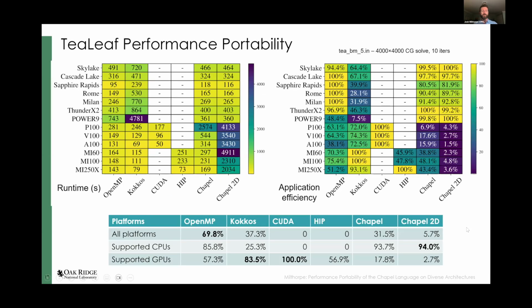Okay, so the results. TeaLeaf, as I mentioned, Chapel's performance on TeaLeaf on the CPUs was really good. In fact, it was significantly the best performance of all of the programming models on CPUs. Unfortunately, you can see down the bottom here the performance on the GPU platforms. First of all, looking at the 2D loops, you'll see the effect of what I mentioned, the lack of utilization of occupancy on the GPU really killed Chapel's performance there.